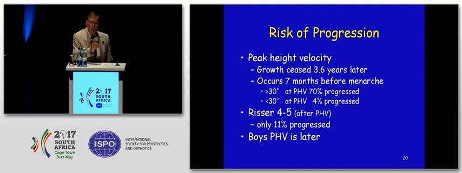So if you were to treat that child with a low risk of progression, you could pat yourself on the back and say, what a great job I did with the bracing. But it wouldn't be anything you did, it would only be the natural history in that child. After risks are 4 to 5, there's only 11% chance of progression. And remember, boys' peak height velocity occurs much later than girls, on average about 1.5 years.